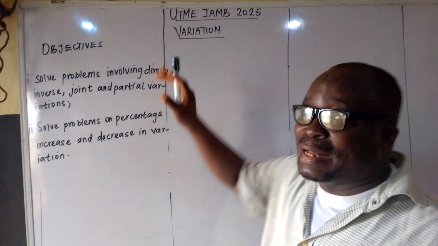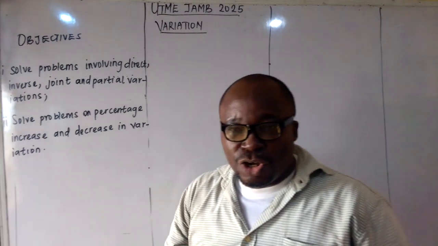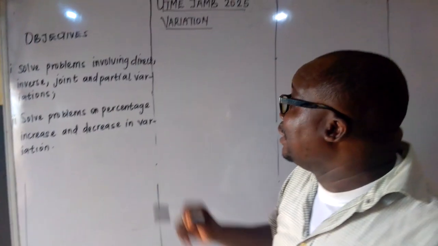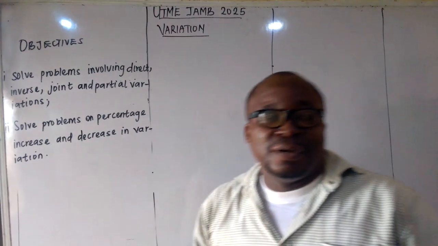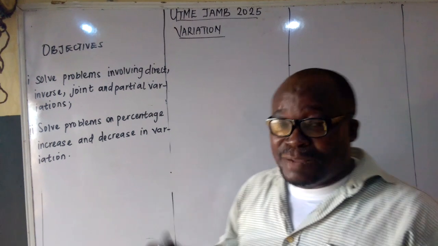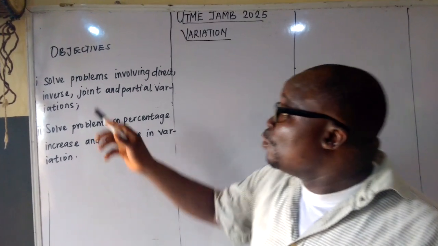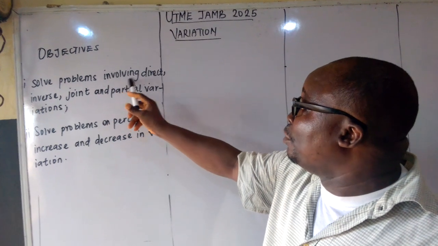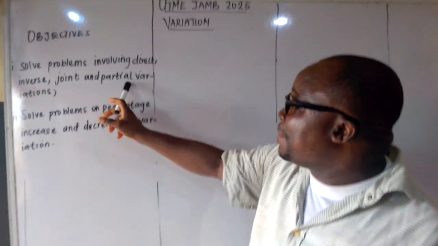Today we want to look at one of the topics in the second section that has to do with algebra. And that topic is variation. What is variation? But before I go into that, in the JAM syllabus, they expect that every child that will sit for that exam will be able to solve problems involving direct variation, inverse variation, joint variation, partial variation.